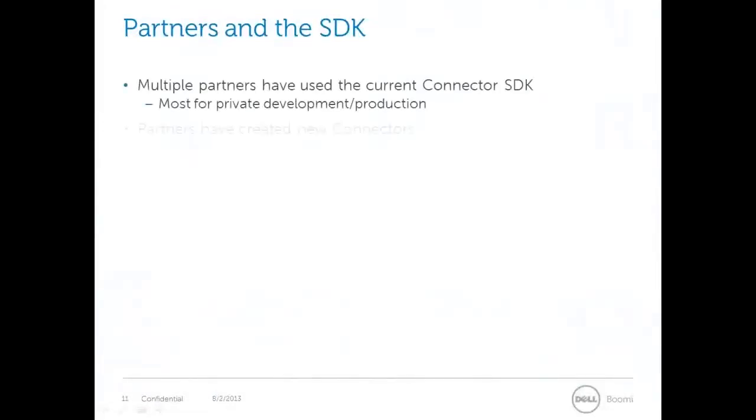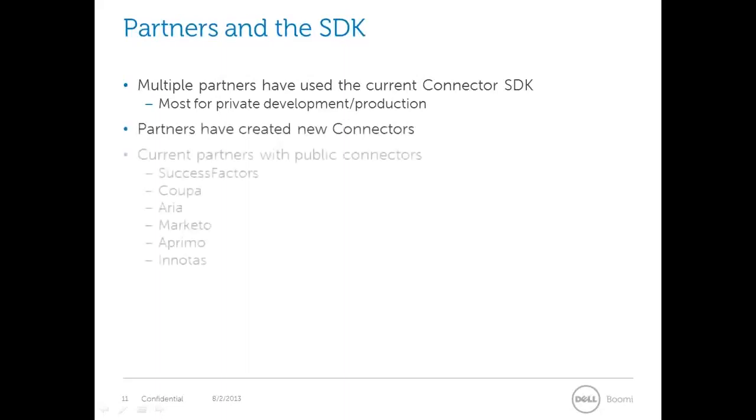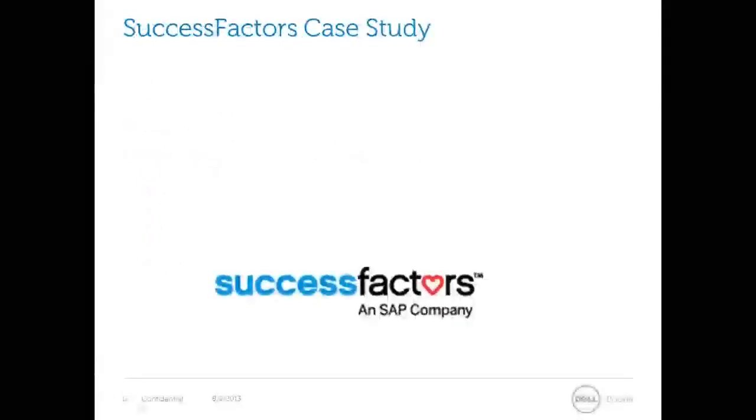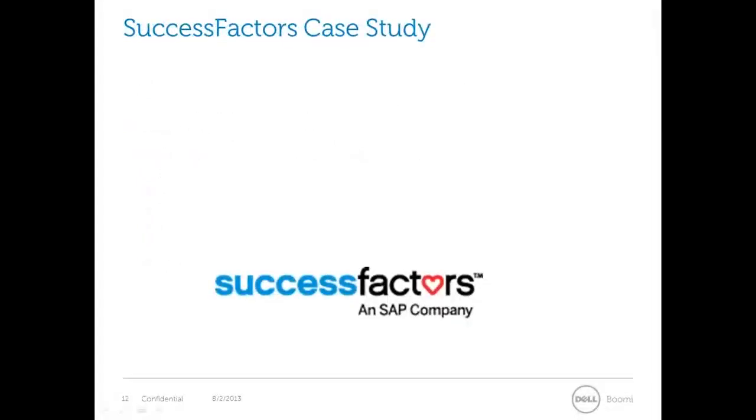So since its creation, multiple partners have used the Connector SDK to create a connector. Most of these connectors have been for private development and production. Partners have created new connectors for applications. And some of our current partners that have created connectors include SuccessFactors, Coupa, Aria, Marketo, Primo, and Inotis. So let's take a quick look at one of those partners.